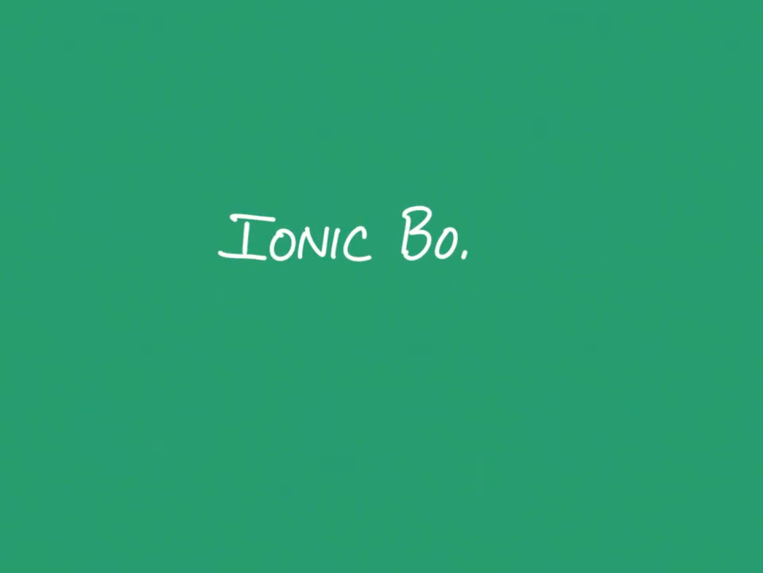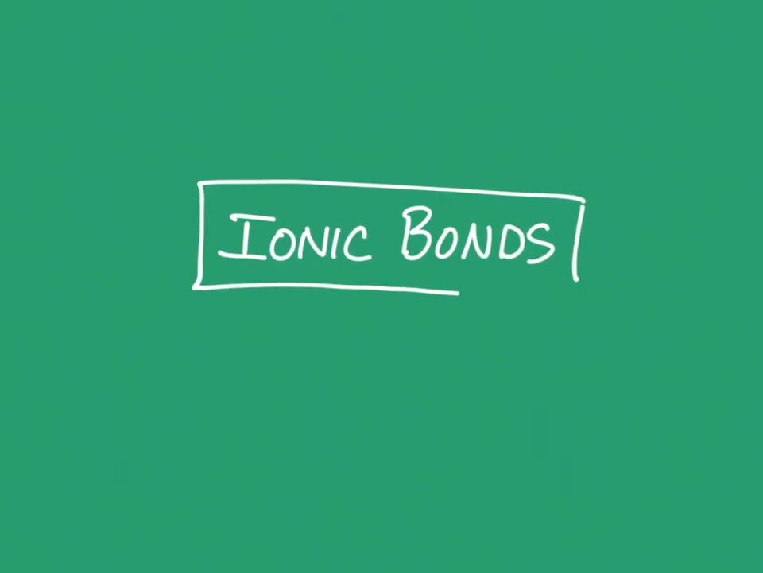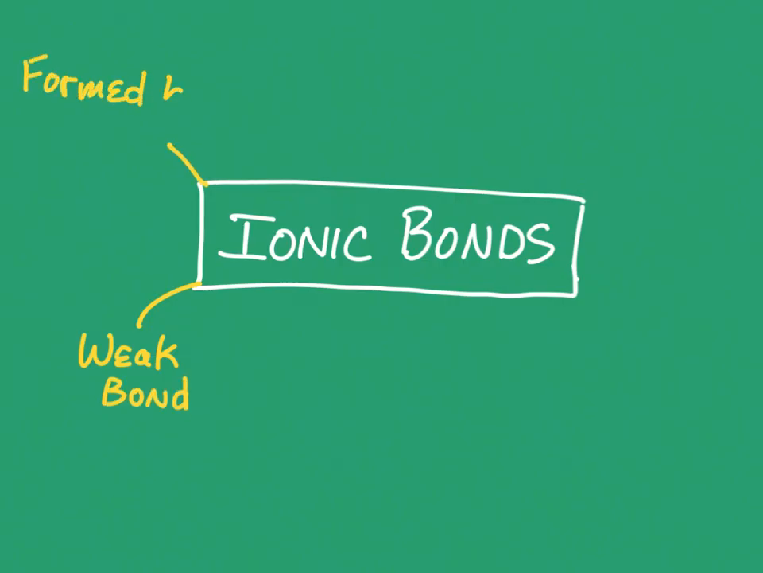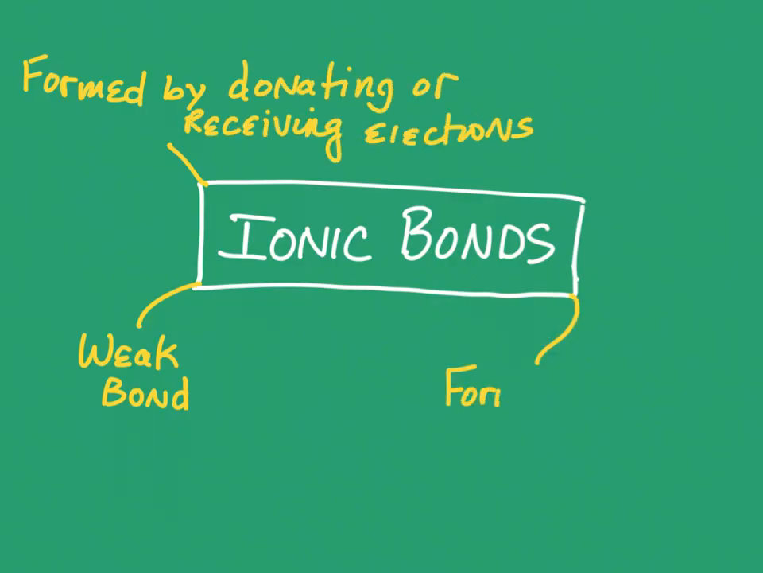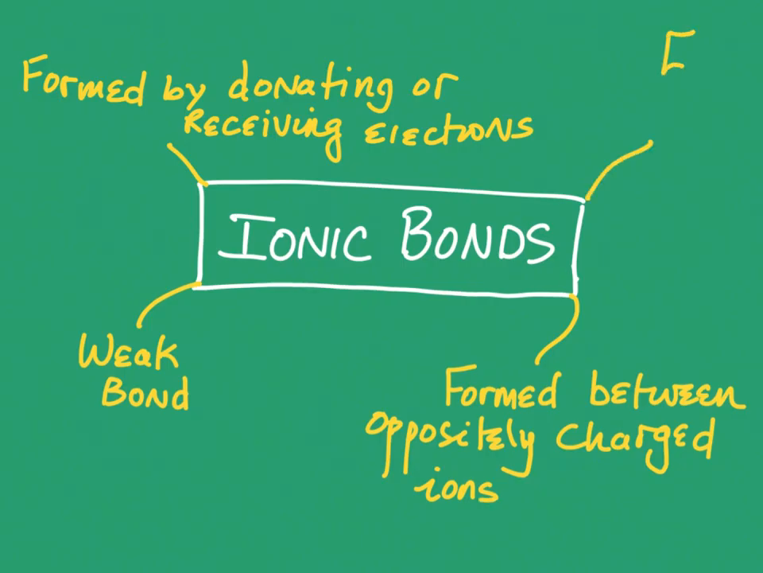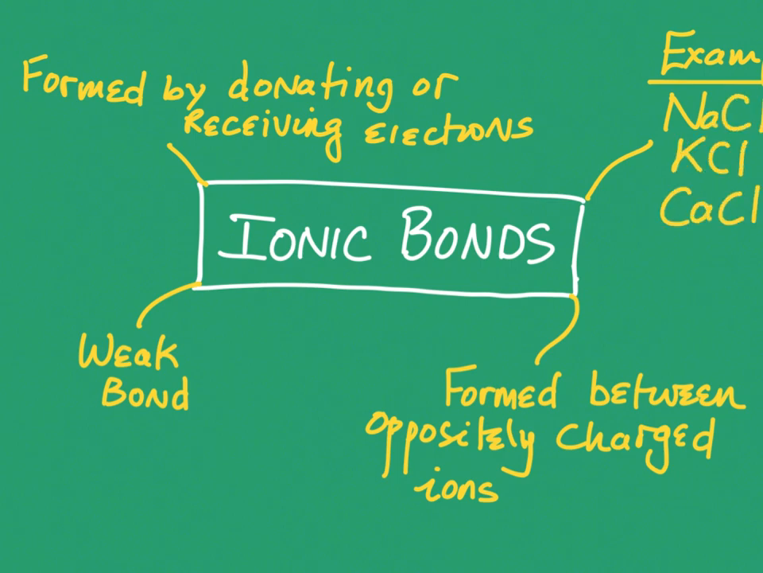Ionic bonds are weak bonds. They are broken easily, even in the presence of water. We know that they are formed by donating or receiving electrons. They are formed between oppositely charged ions. The examples of compounds that are held together by ionic bonds are sodium chloride, potassium chloride, and calcium chloride.